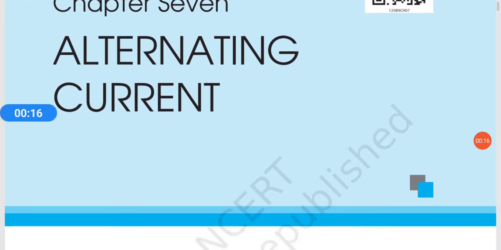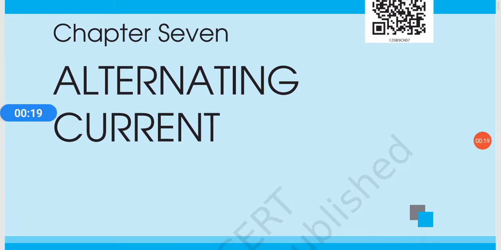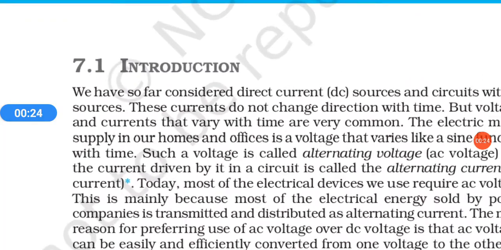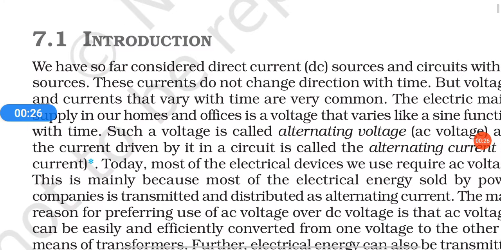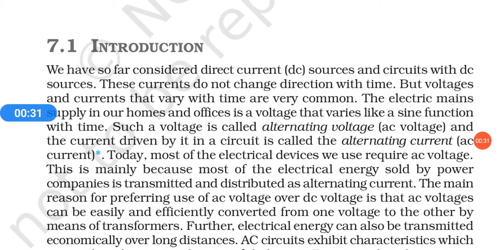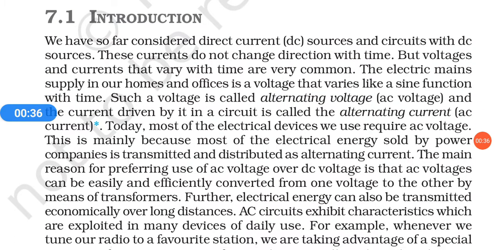In this chapter we are studying, first of all, what is current. We have seen it in the 11th science, but now here we have two types of currents. First of all, current is the flow of electrons. But now we have two types of current. First one is the alternating current. Second one is the direct current.